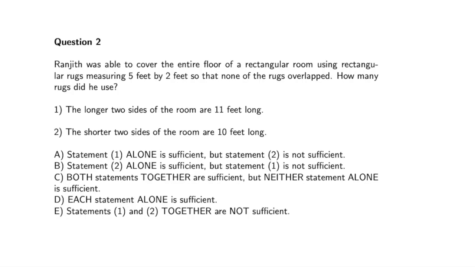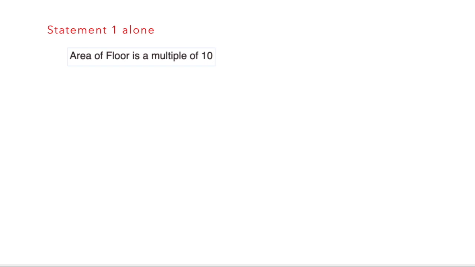So you could draw a diagram here and figure out which configurations are possible. But if you notice, each rug has an area of 10, and we're covering the entire floor with these rugs. The area of the floor can only be 10, 20, 30, some multiple of 10. But the area of the floor, it's also its length times its width.